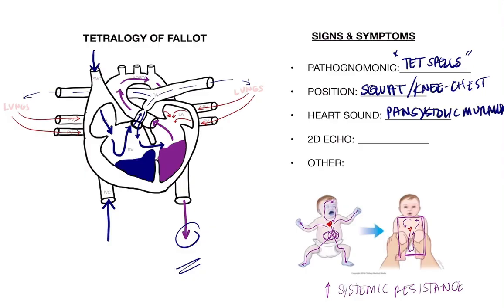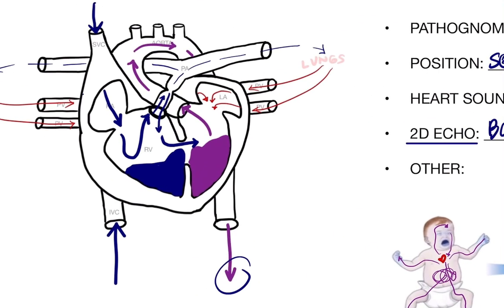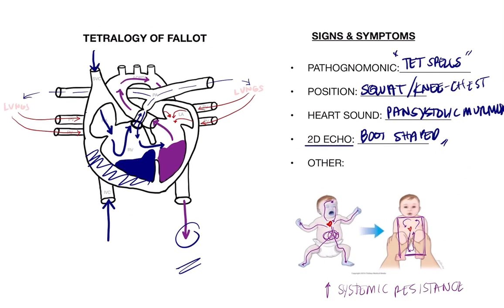And we have 2D echo as well. So in the 2D echo, which is a kind of imaging, you will see that the heart is boot-shaped. Now, why is that? Because of the right ventricular hypertrophy. You will see that the patient's heart is shaped like a boot because the right side is bigger than the left side.